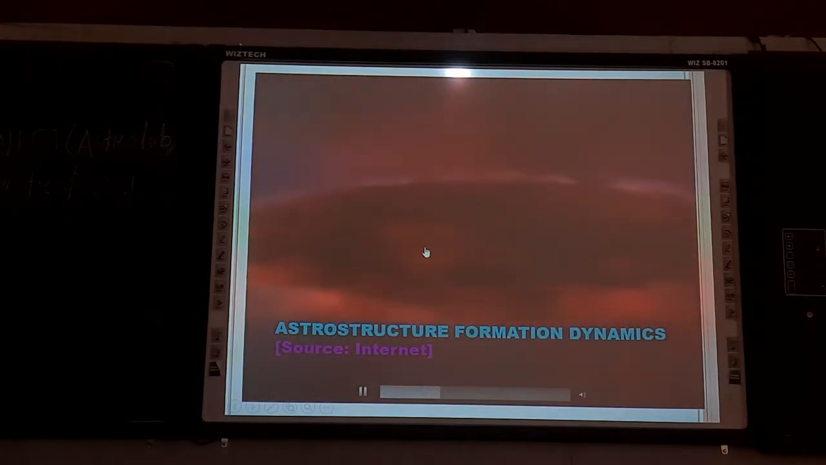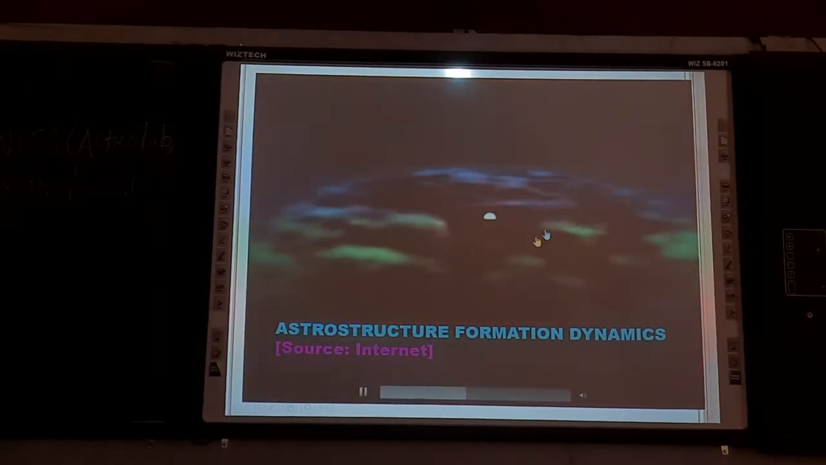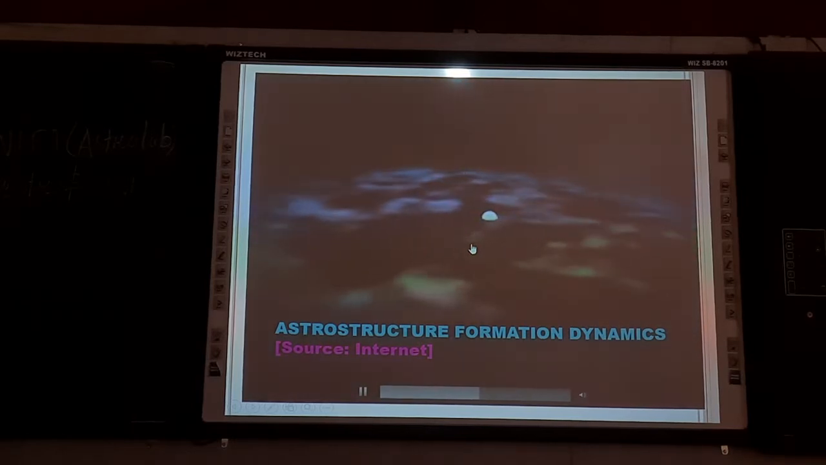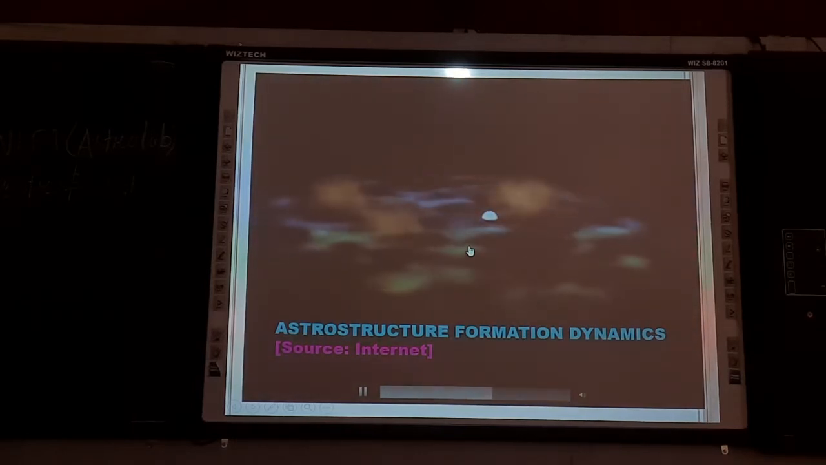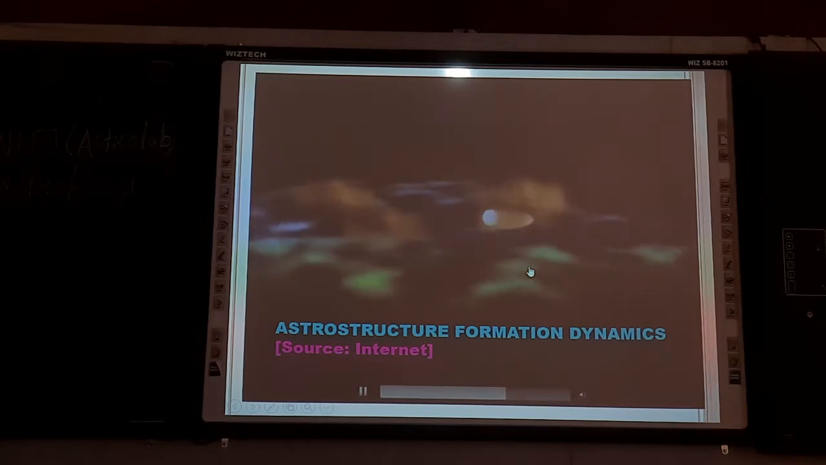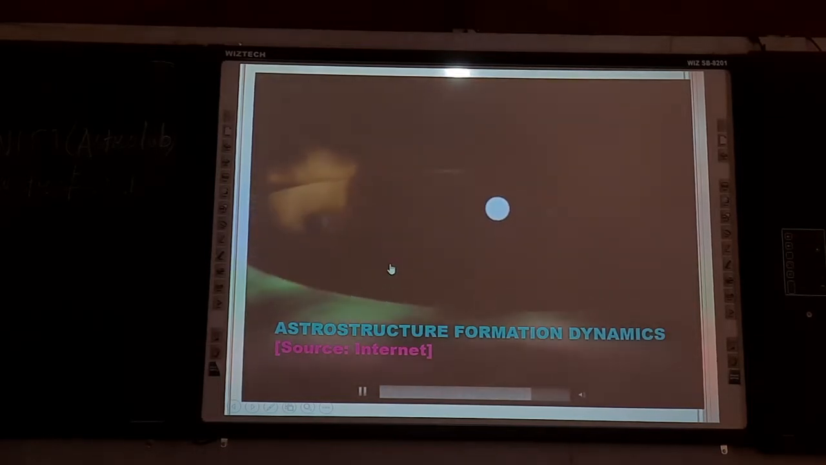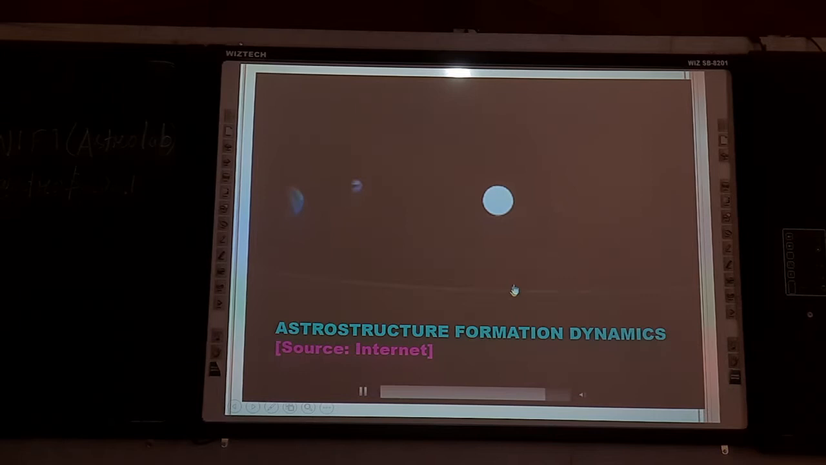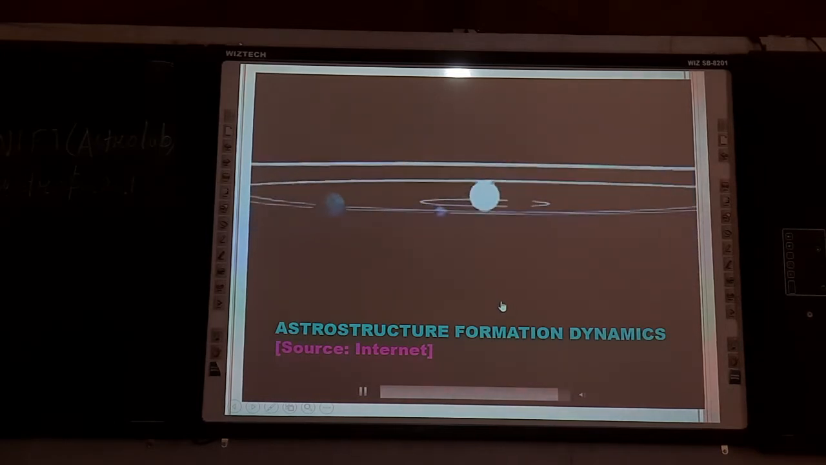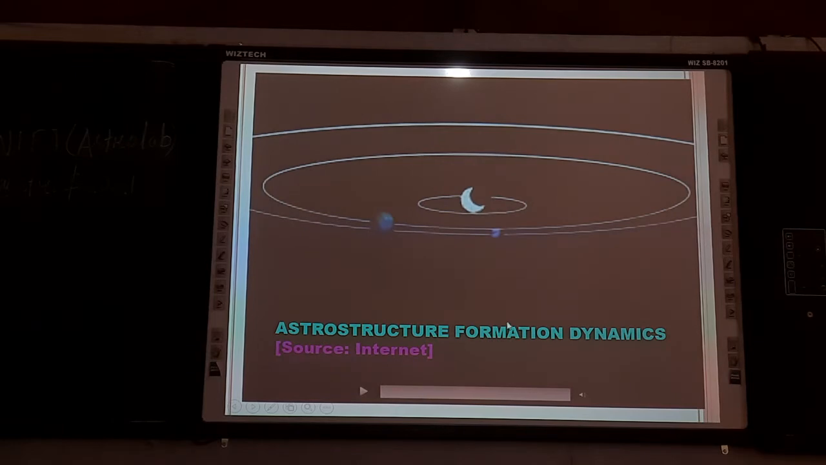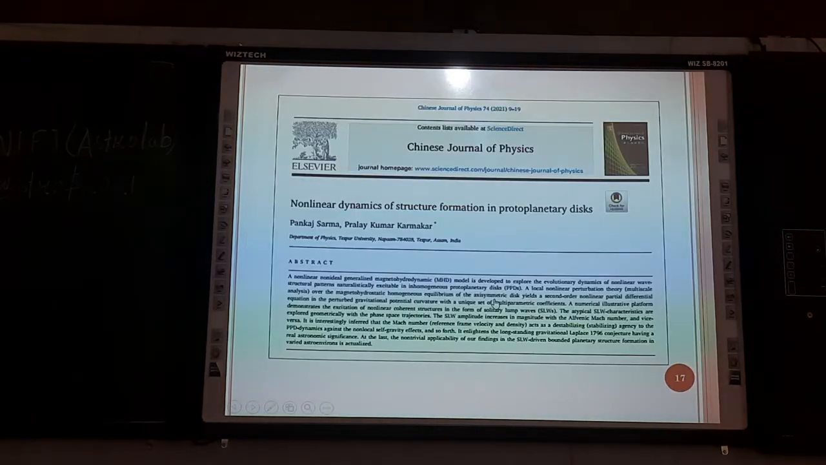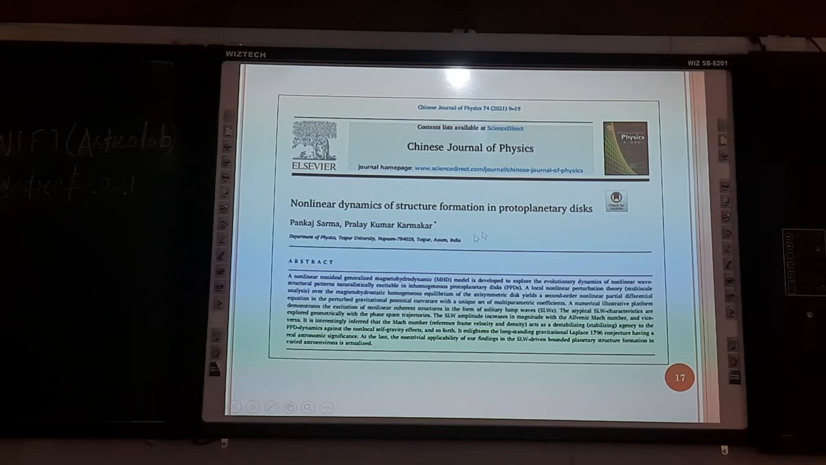And keeping this in mind, we also formulated a theoretical paper, a theory about this structure formation, planet formation out of the dust molecular cloud. There we also found that a concentric set of circular rings ultimately results in the form of planets. That conjecture about planet formation was given long ago by Laplace, but it was lying unexplained. The work which explained this was given by myself and my student, about the nonlinear dynamics of structure formation in the interplanetary disk.